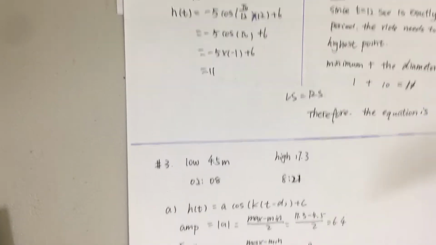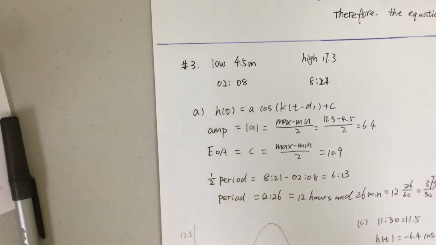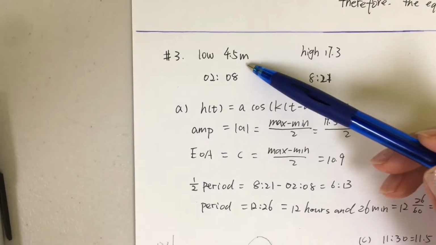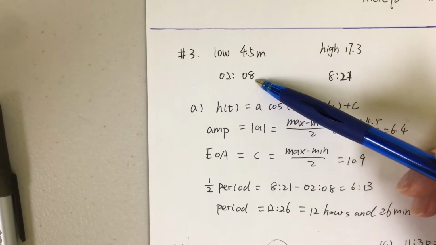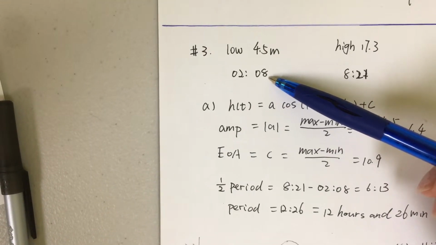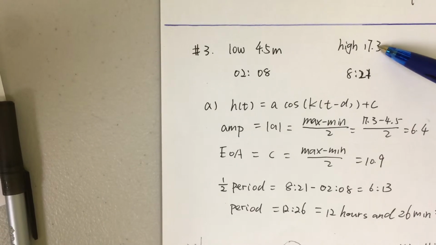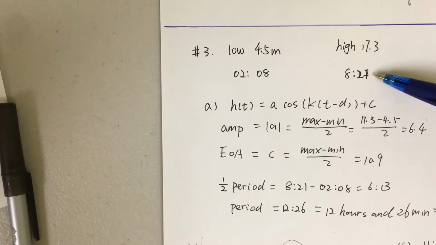Okay, so question 2 is done. Now let's move on to question 3. Question 3 asks us to model the height of the tide. At the lowest point, the height is 4.5 meters. And be careful, this time is 24-hour clock time. The highest tide happens at 17.3 meters and occurs at 8:21.